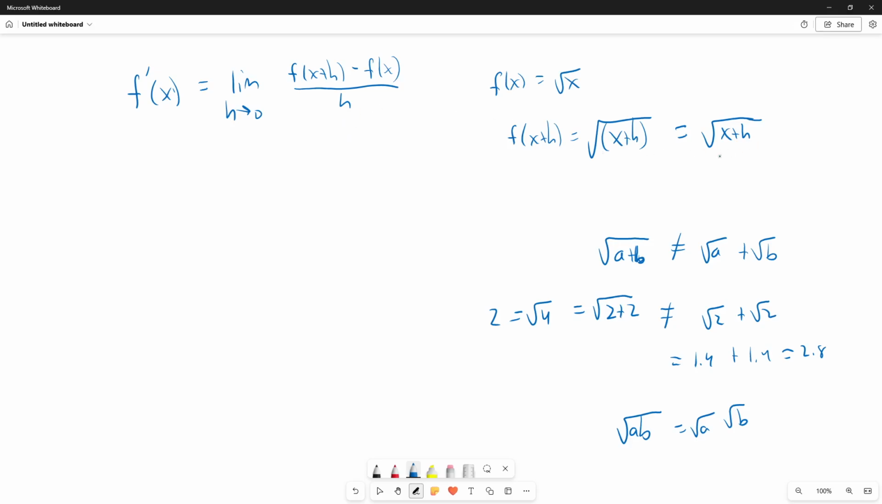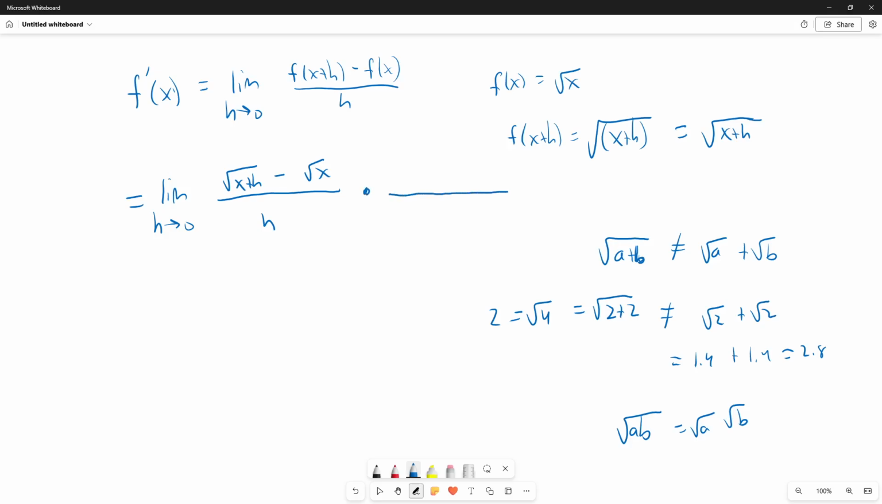Okay, so the upshot from all this discussion is that our f of x plus h does not simplify in any way, and so we are just going to put this quantity here where it says f of x plus h, and then minus f of x, and then over h. So in order to resolve this limit, which is a 0 over 0 limit, as h goes to 0, you're going to get square root of x minus square root of x on the top, which is 0, and of course 0 on the bottom.